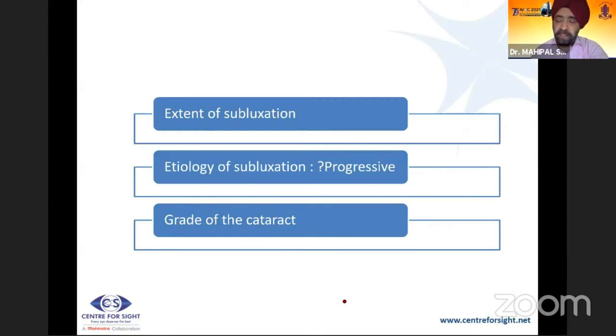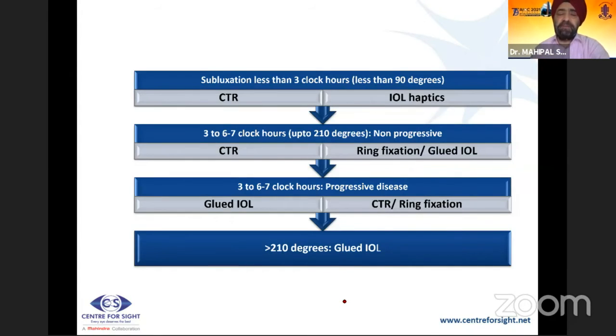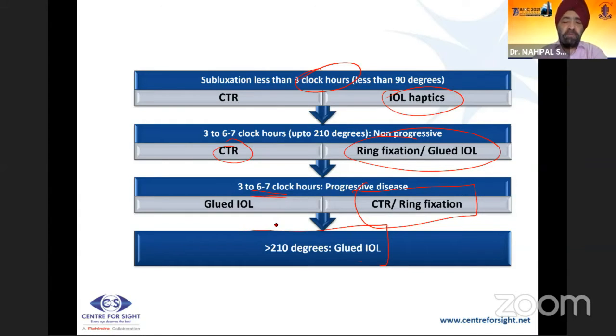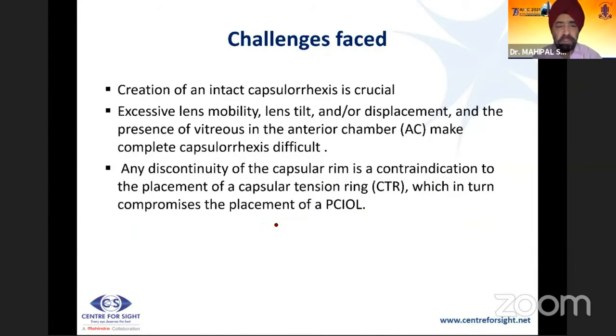And then when you are managing the case, you have to look at the grade of the cataract. So this has already been spoken about. The extent of subluxation is the next thing. If the extent is less than 3 clock hours, a CTR or the IOL haptics can take care. When it's 3 to 6 clock hours, you need a CTR and a ring fixation, or glue could be the other option. When it is more than that, the ring has to be fixed to the sclera, or you go on to the glued IOL. And if it is more than 180 or 200 degrees, you need to go in. I have written glued IOL, but you can go in for a Yamane technique or any other technique to have the lens fixated onto the sclera.